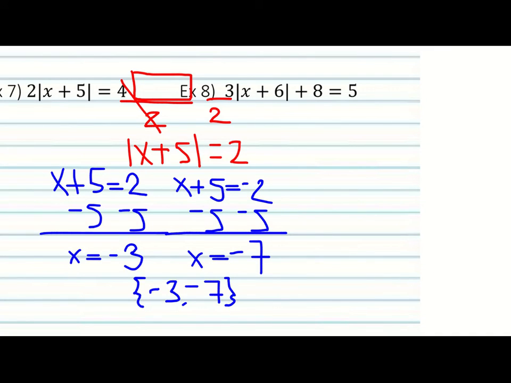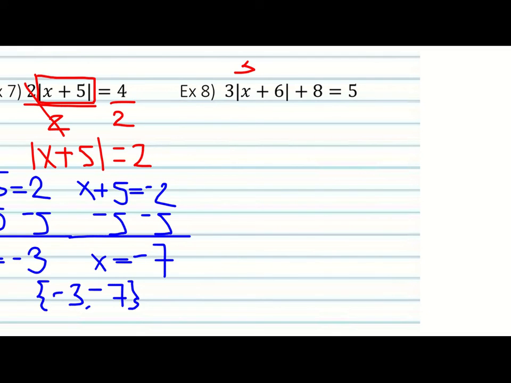And our final example, example 8, says 3 times the absolute value of x plus 6 plus 8 is equal to 5. So the first thing that I want to do is get the absolute value bars isolated. Right now, there's a 3 and an 8 with the absolute value bars. So what I like to do is think about this as if it were to say 3x plus 8. I'm letting the absolute value bars just be represented by x right now.